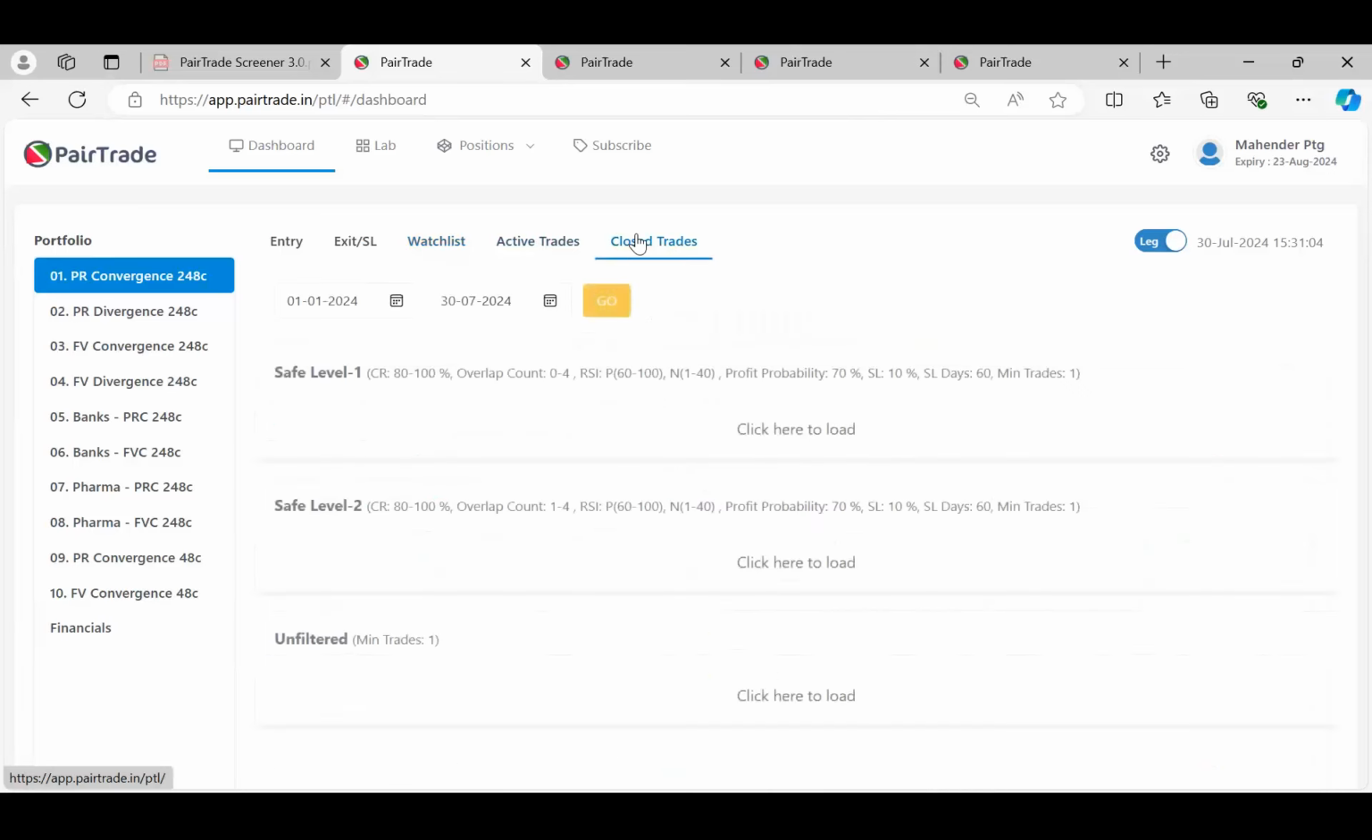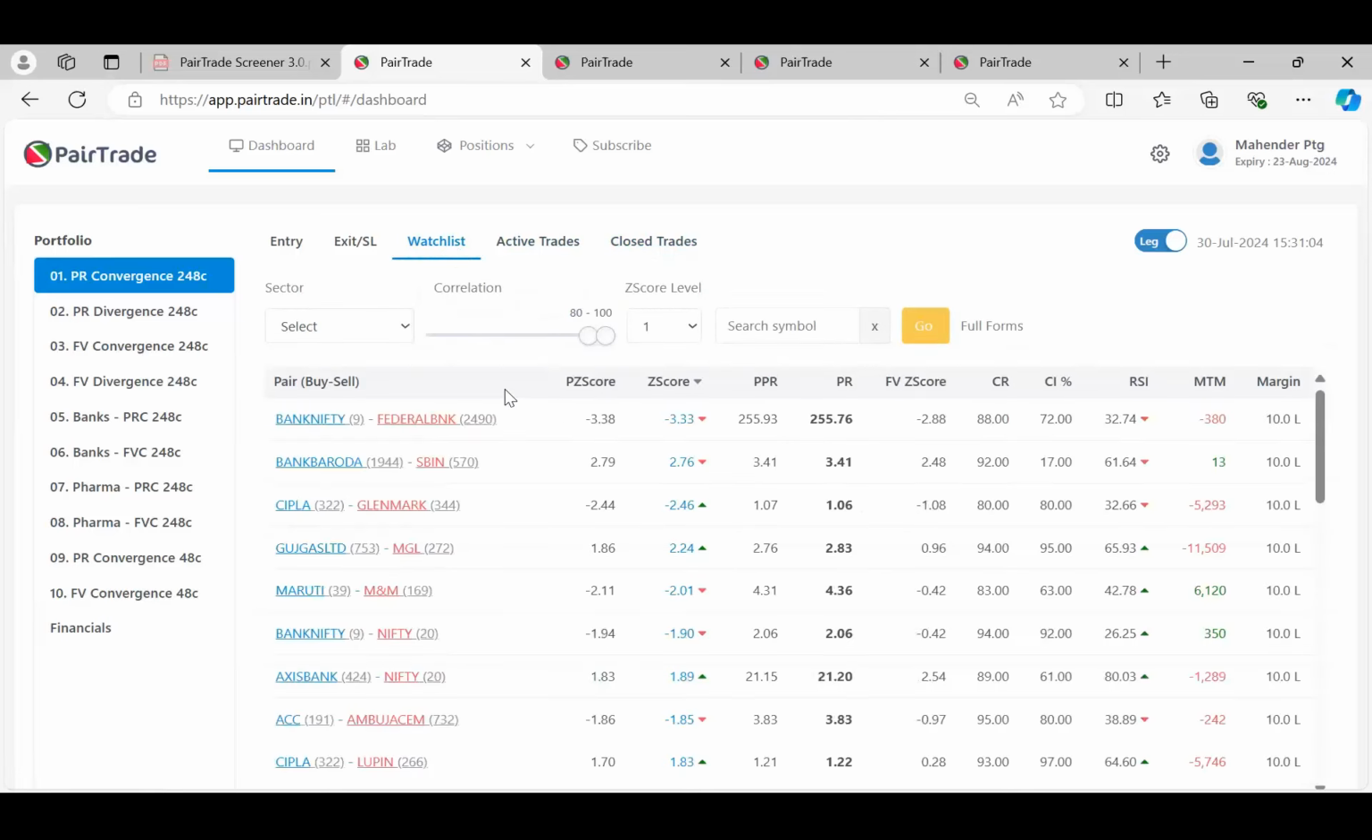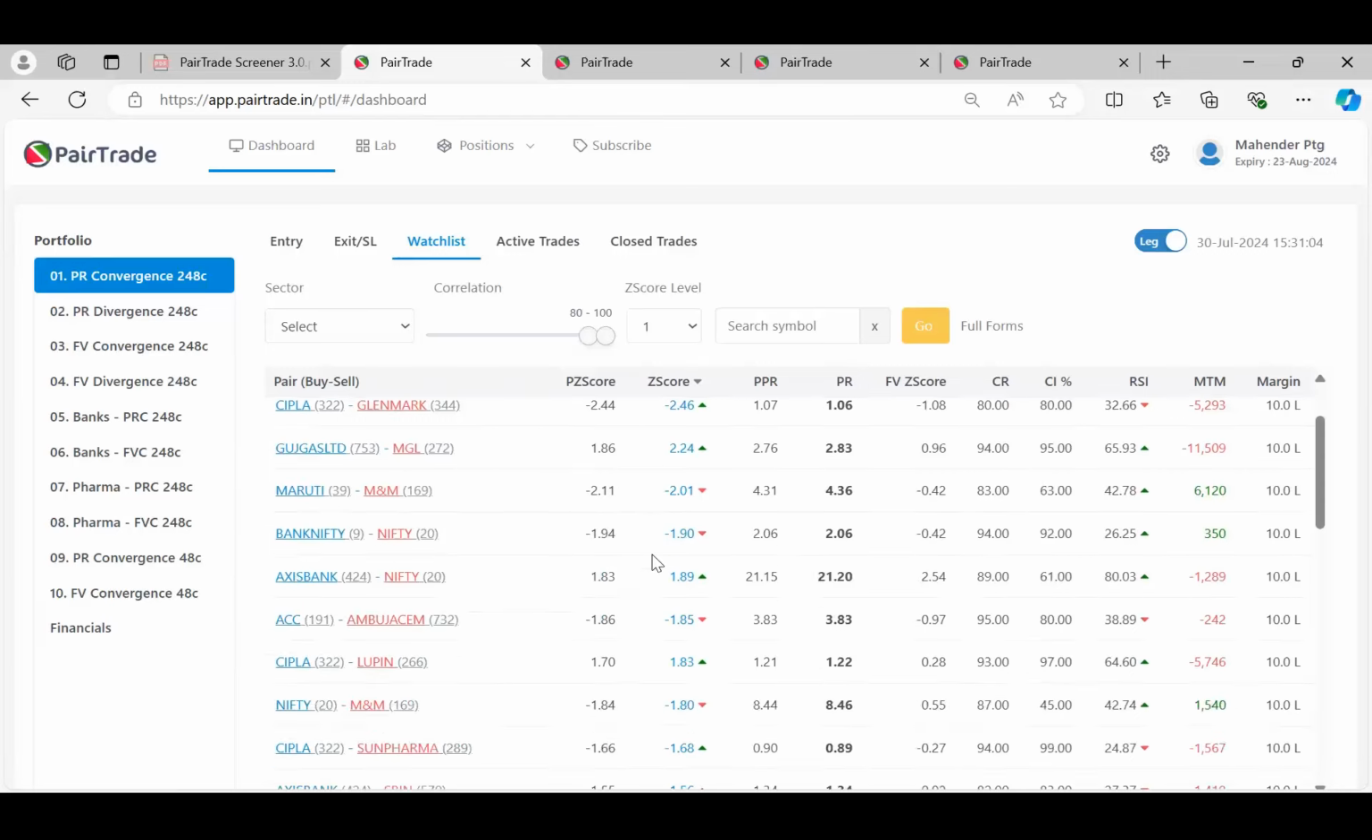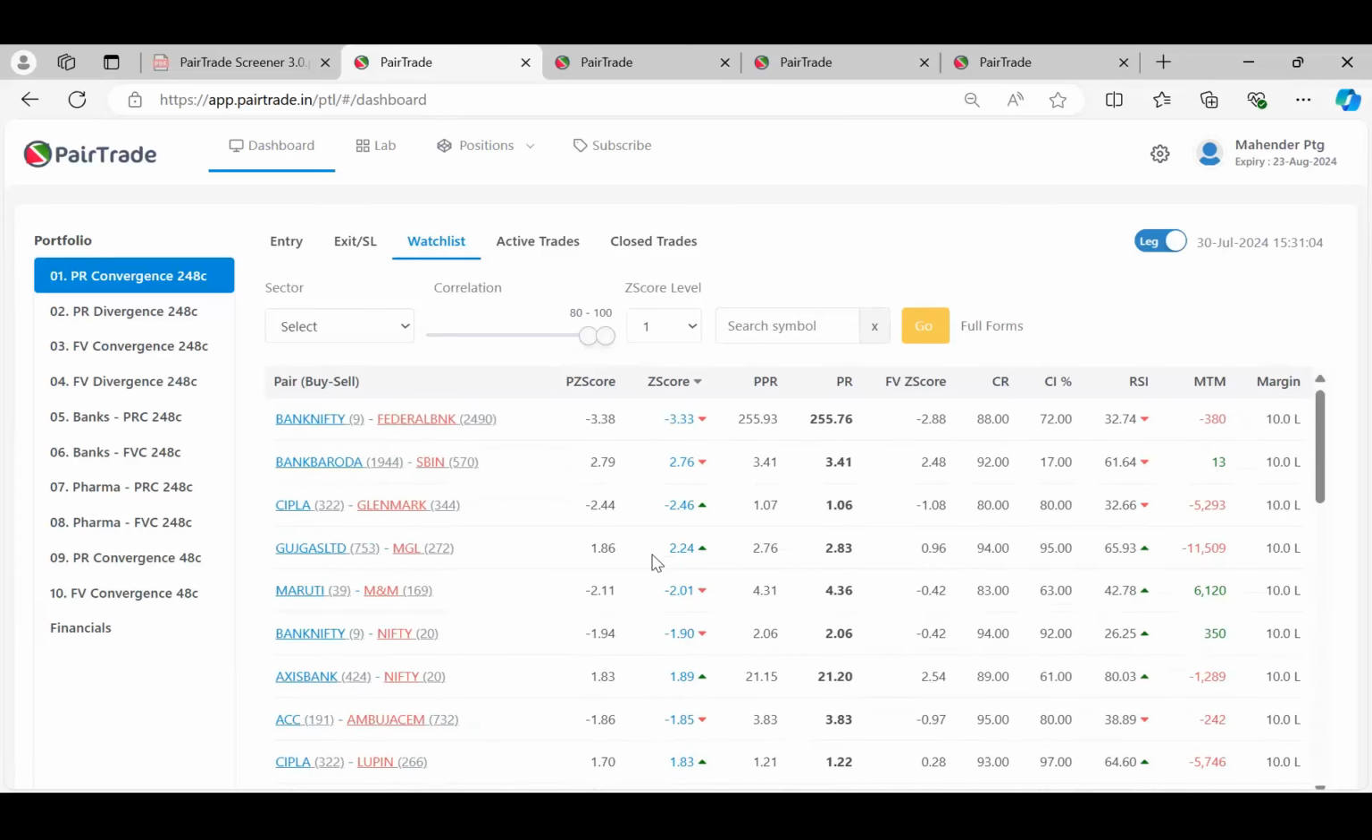Similarly, can we see the rating in this list, sir? In the watch list you cannot see the rating, because the rating we have given for a portfolio setting, right? This is like an unfiltered kind of thing. Okay, so you cannot see the rating here.